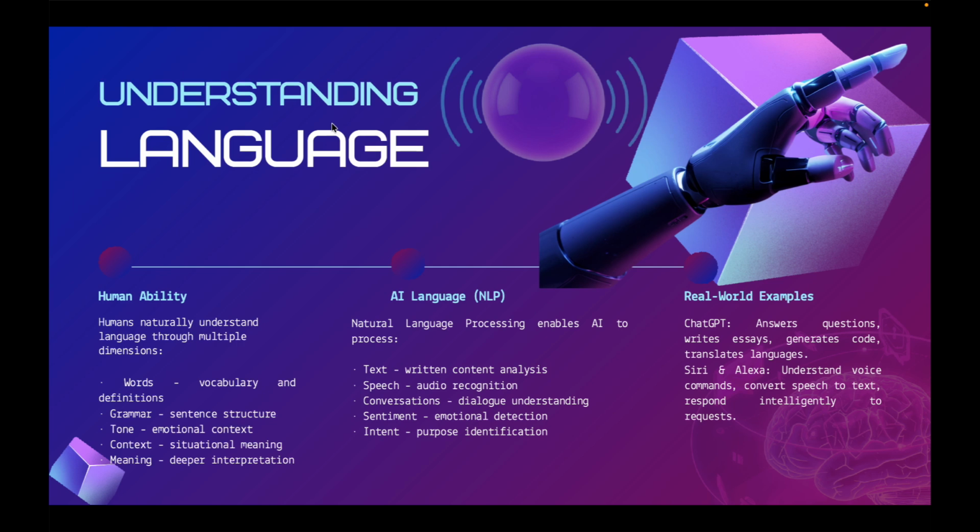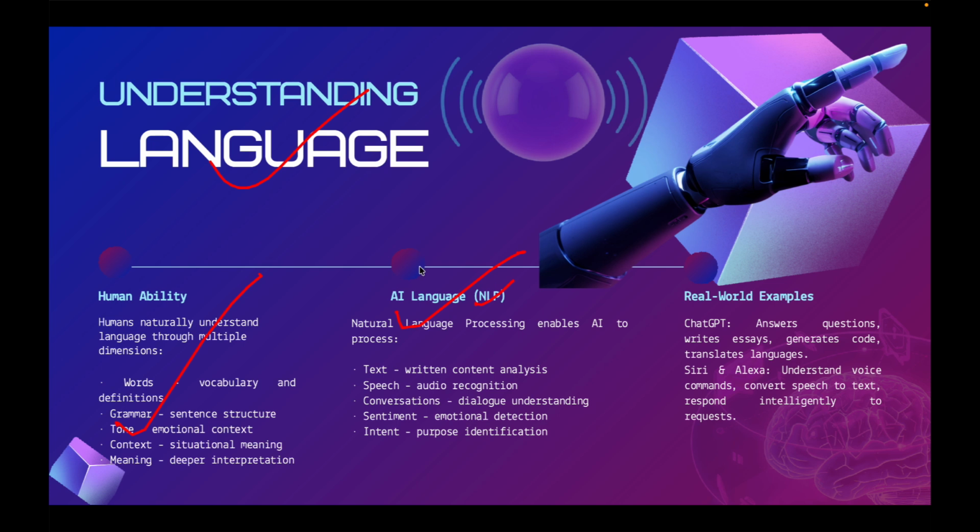Another human capability used in AI is understanding language. Have you ever wondered how AI understands human language? That's where natural language processing, or NLP, comes in. Humans naturally understand language through many dimensions. We understand words, grammar, tone, context, and deeper meaning. For example, when someone says, I'm fine, a human can often detect emotions from the tone. AI tries to do something similar using NLP. NLP allows machines to process and understand human language.